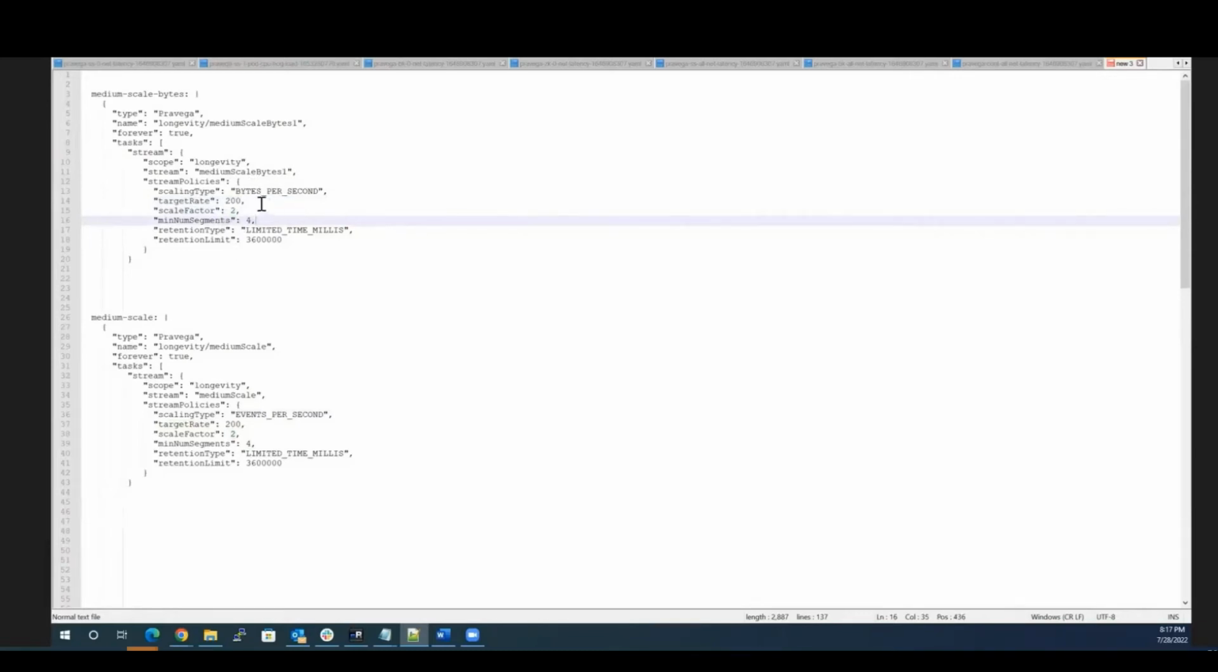And the scale down operation works in the reverse manner: if the current IO rate falls below its defined target value, then the current segment value will get merged or reduced by the same scaling factor, down to the minimum value 4 and not below that, which holds good for both the plans here.